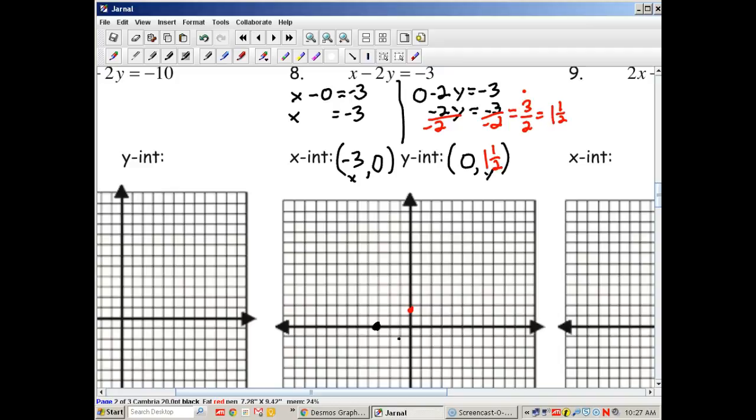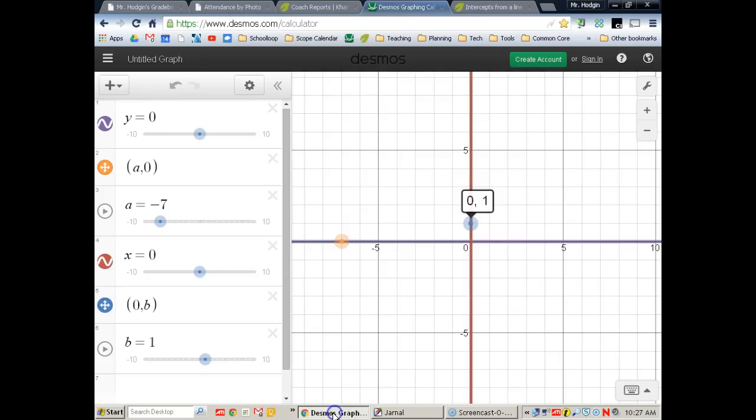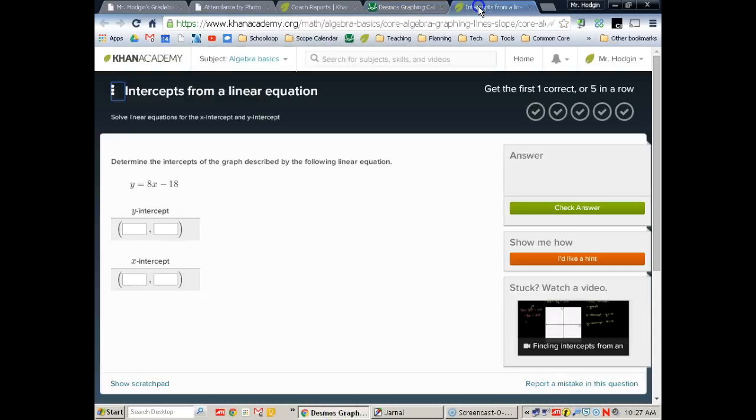It's not always easy just to get off the graph. That's why we need to solve it algebraically. And we don't always have a graph to figure out what the intercepts are. So we can figure out intercepts without a graph if we need to. And that's exactly what you'll be doing on your assignment when you come in tomorrow on Khan Academy.